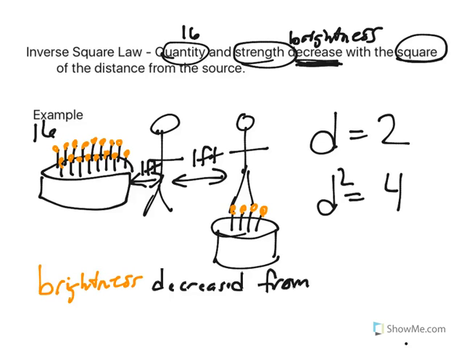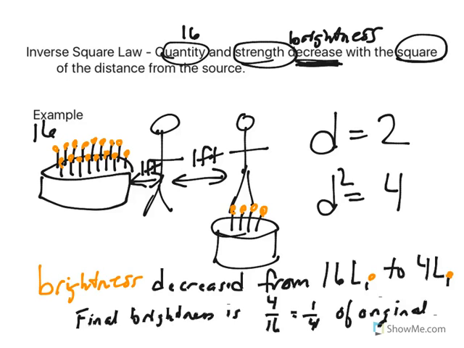So the brightness decreased from the brightness of 16 times the luminosity of a candle to the brightness of 4 times the luminosity of a candle. Or it went from 16 times the initial luminosity to 4 times the initial luminosity, or it decreased to a final amount of 1/4 the original amount. So the final brightness is 4 over 16, or 1/4 of the original brightness.